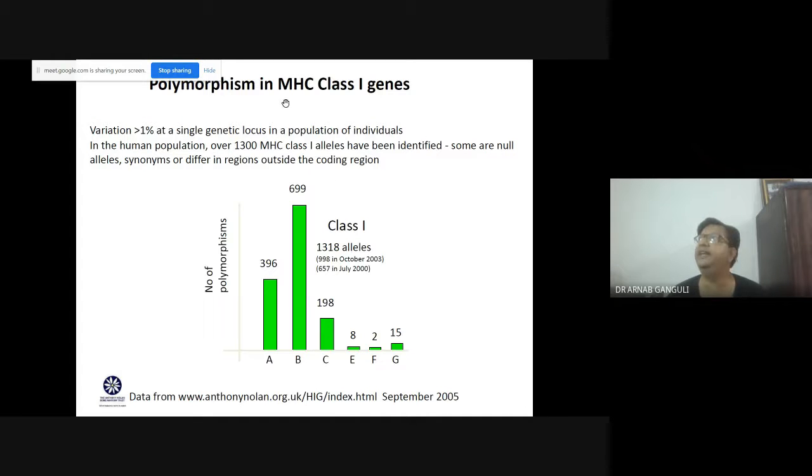So polymorphism মানে different types of forms in MHC class 1 genes, variation greater than 1% at a single genetic locus in a population of individuals. এর মধ্যে পাওয়া গেছে, একটা population, 396 polymorphisms have been found on the A locus, 699 types of polymorphism in the B locus, 198 at the C locus. So almost like 1318 alleles. ঠিক আছে, E, F, G তে একটু কম পাওয়া গেছে, have been identified.